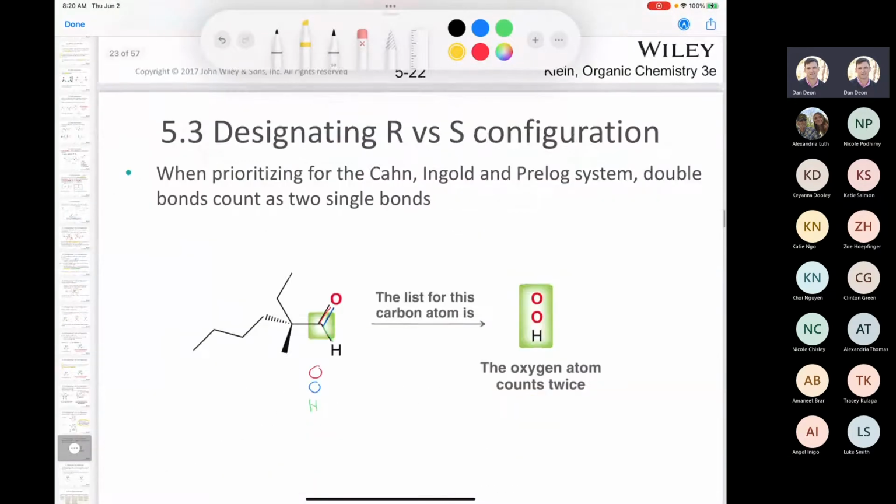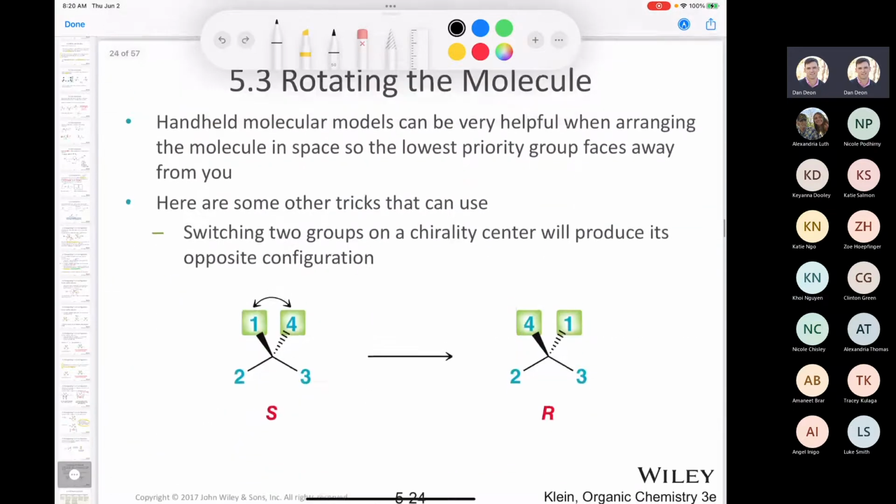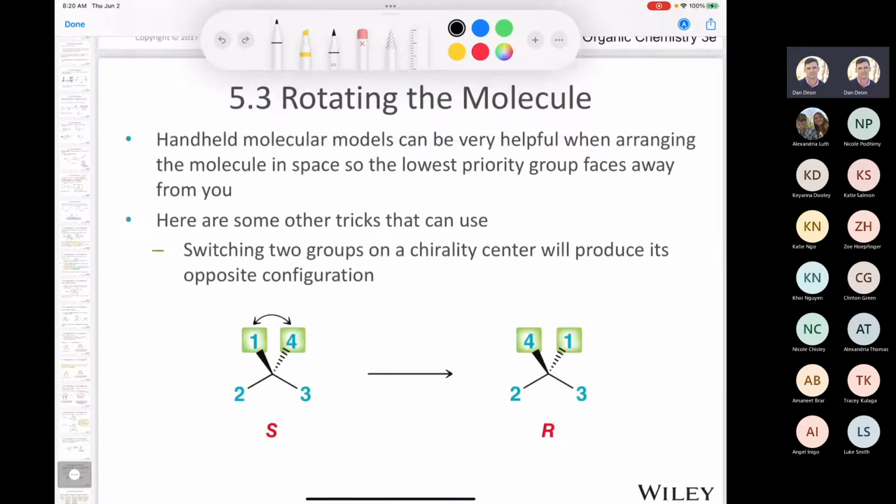And there we go. So we've covered all these rules. I guess one other rule is that if you have a double bond to something, that counts as 2 single bonds. And we went over that last class. What else? Another trick. So I don't know if I went over this in detail last class, but there are some tricks that you can use.